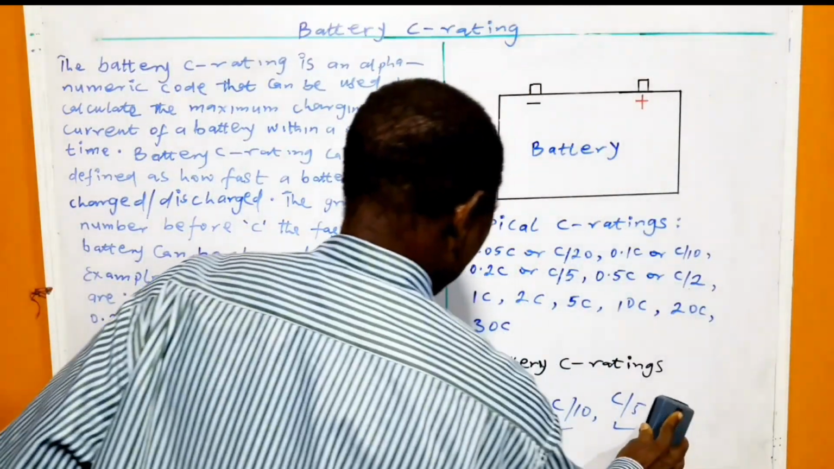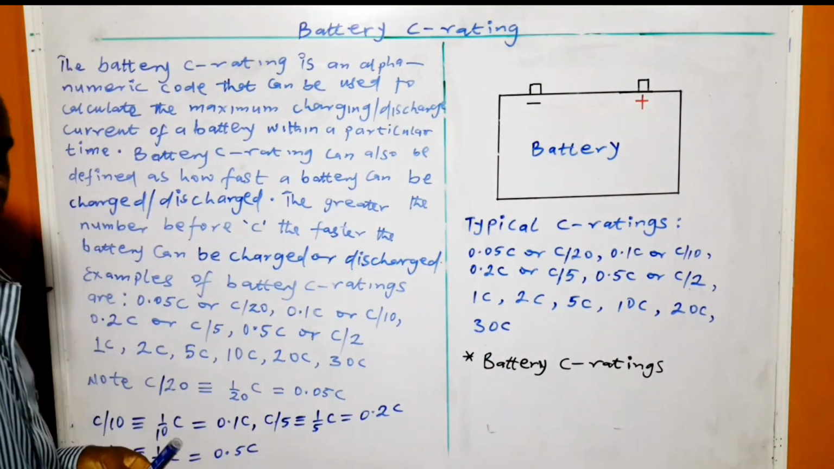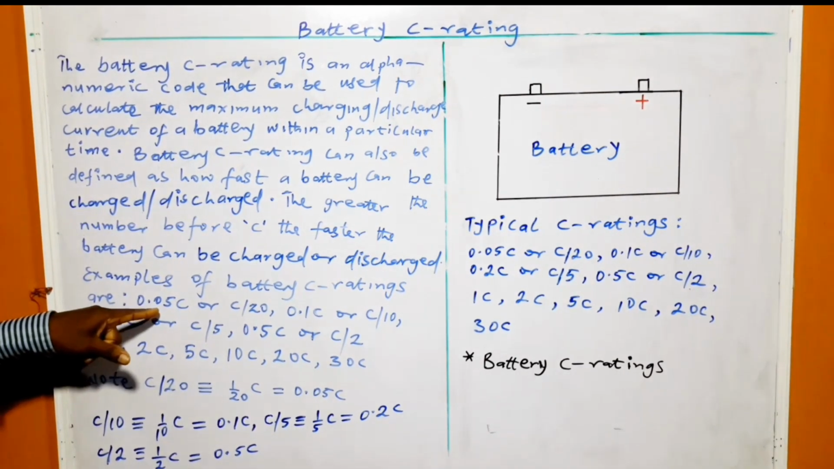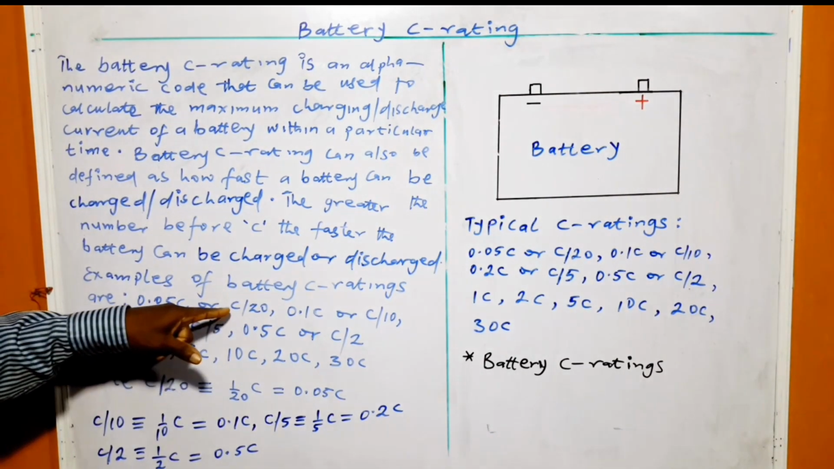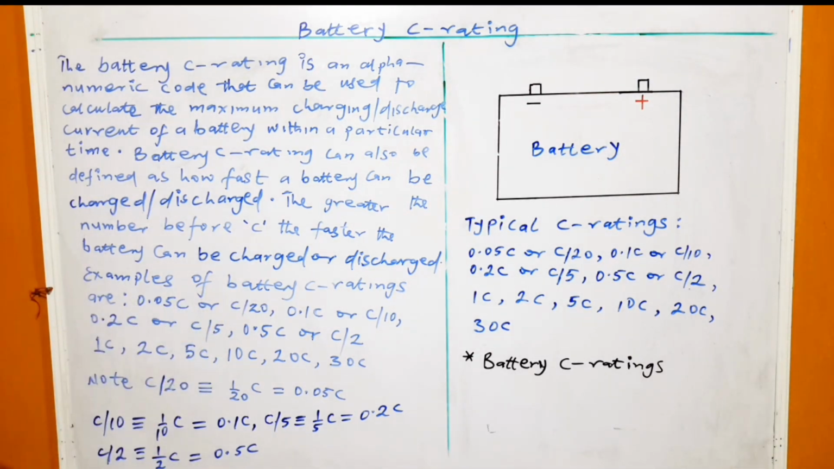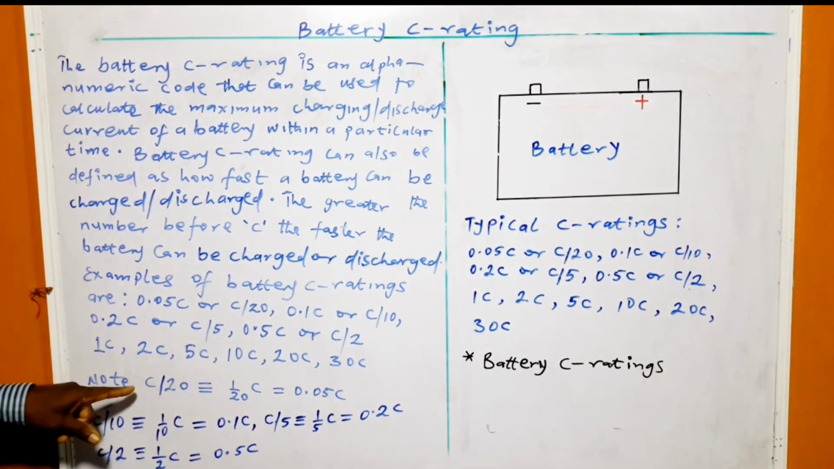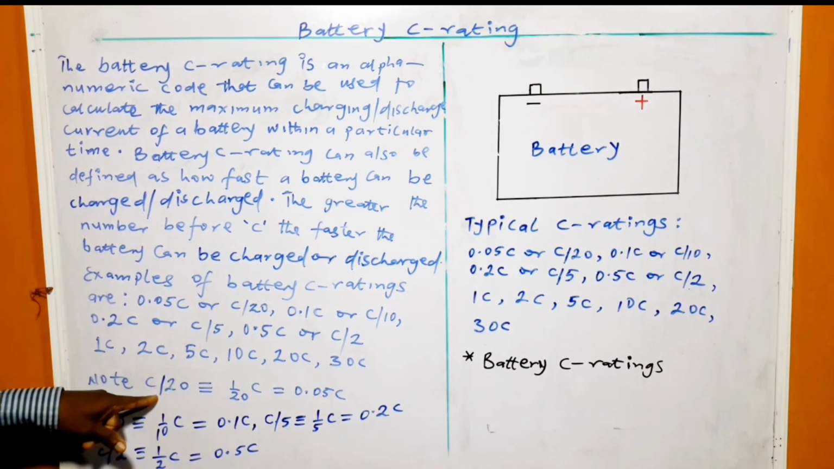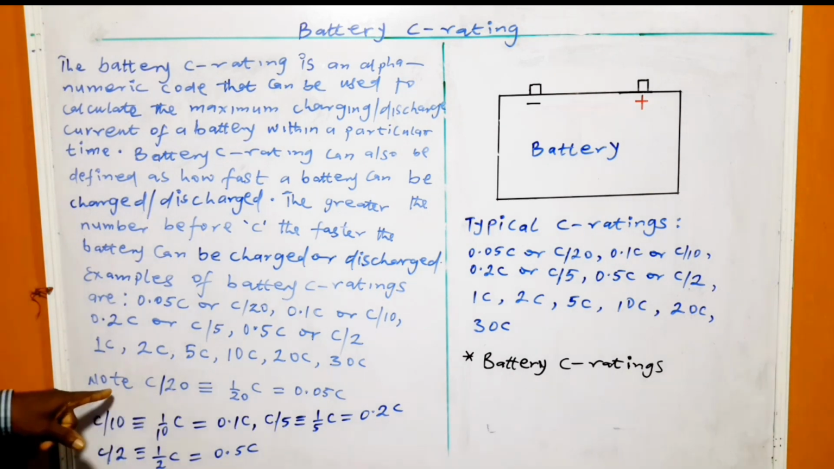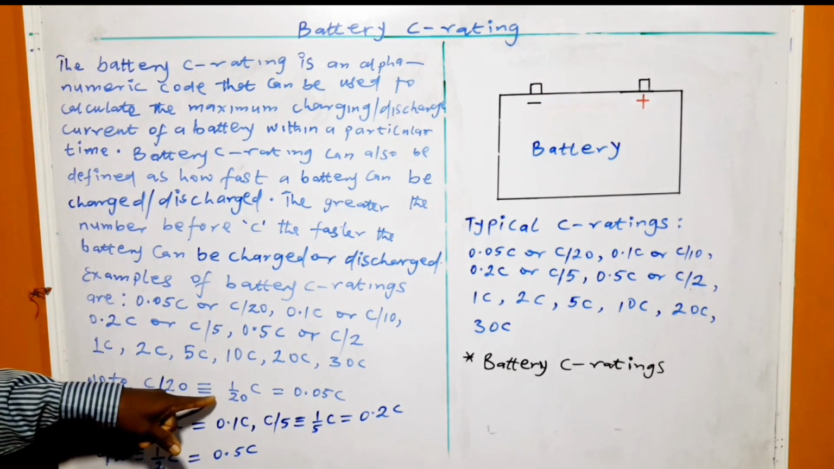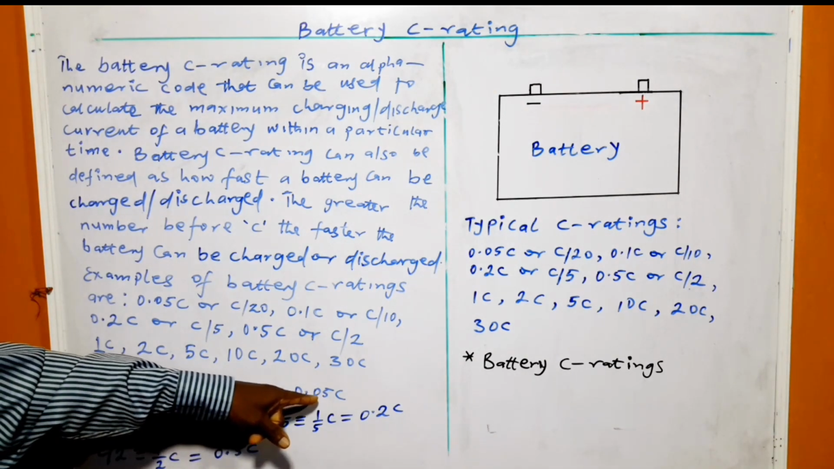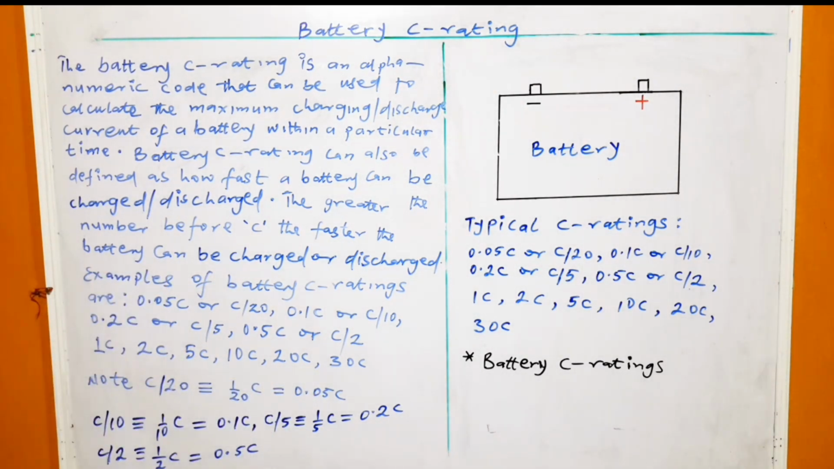Now, moving on. We need to show that 0.05C is the same as C/20. That is what I'm trying to do here. When you take this slash symbol to be a division symbol, you can write C/20 as being equivalent to 1/20 times C. And that will give us 0.05C, just as we have here.